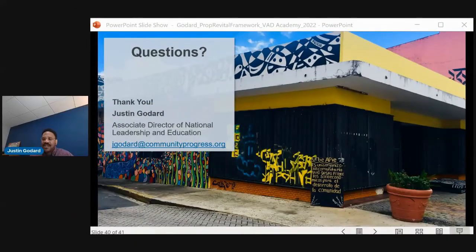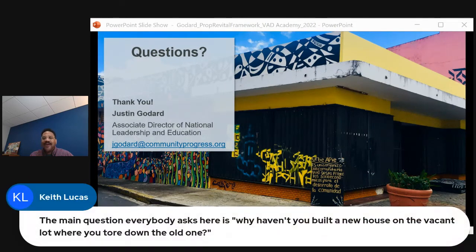Okay, I have a question here that I would like to answer. It's more of a comment, but it allowed me to kind of open up the discussion. It says, the main question everyone asks here is, why haven't you built a new house on the vacant lot where you tore the old one down?